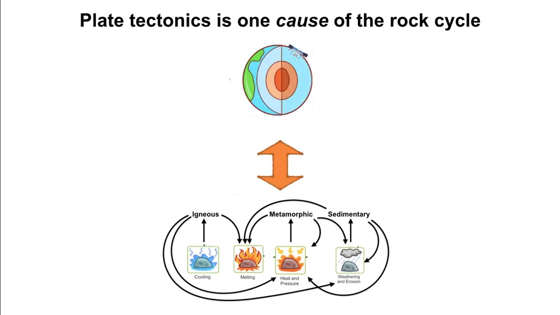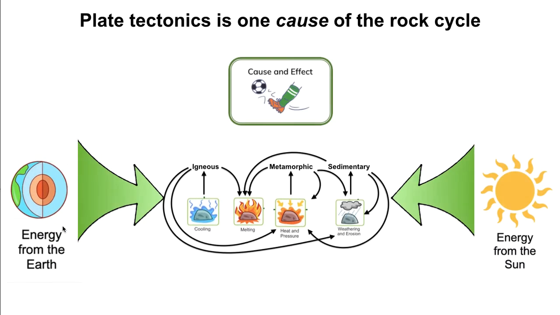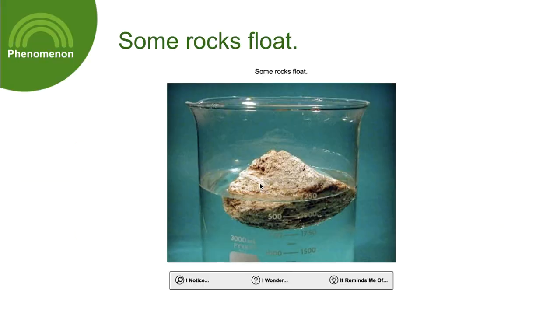because plate tectonics is really one cause of the rock cycle as we look at the energy from the Earth being one of the driving energy sources for the rock cycle, along with energy from the sun. Together, those two energy sources cause all the changes that we see in the rocks. Now, different types of rocks have unique properties. They're so unique that Wegener was able to match them up from different continents across the ocean.